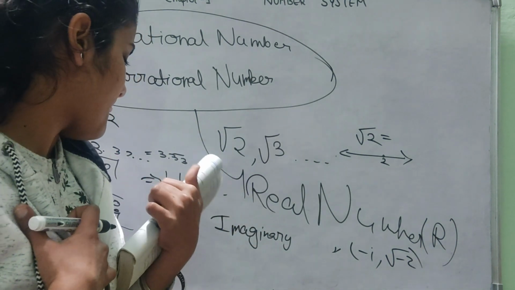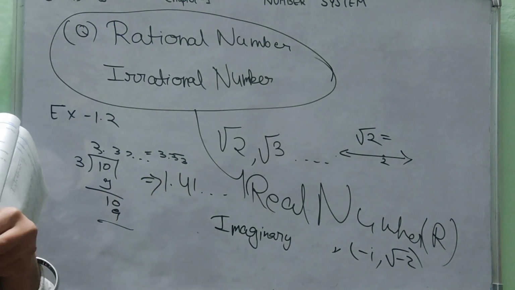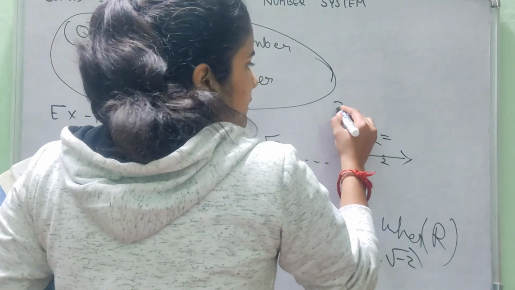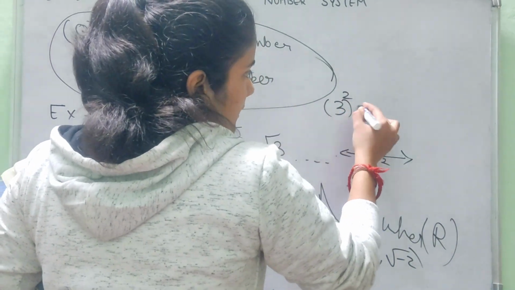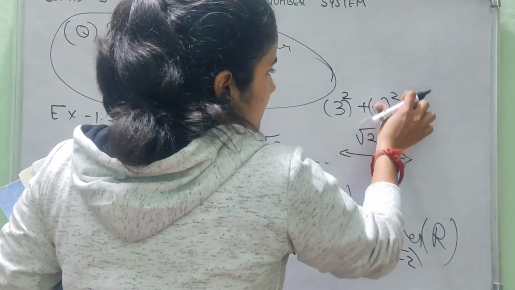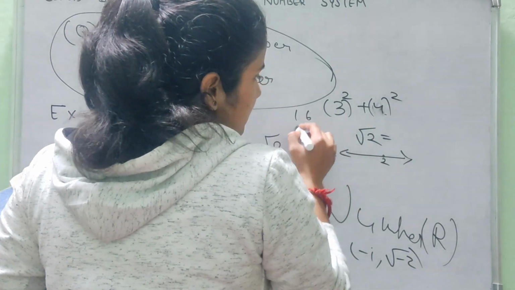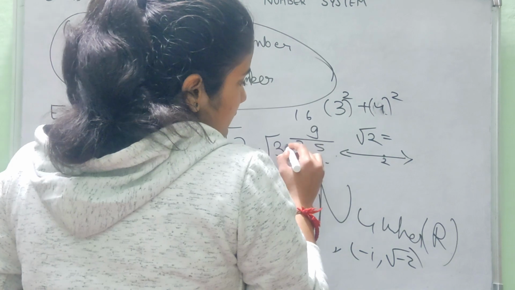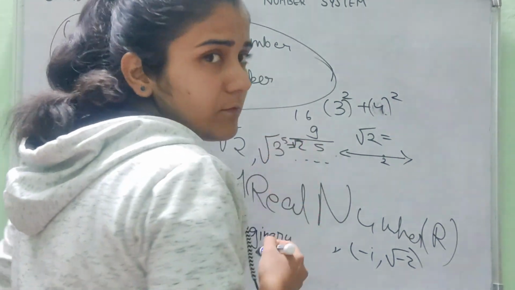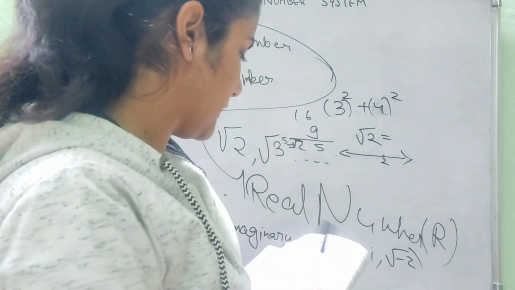So for question number 2, are all square roots of positive integers irrational? No. Like 3 square plus 4 square. 3 square is 9, 9 plus 16 is 25, which is a square of 5, so the square root of 25 is 5, a rational number. Hence we proved question number 2.